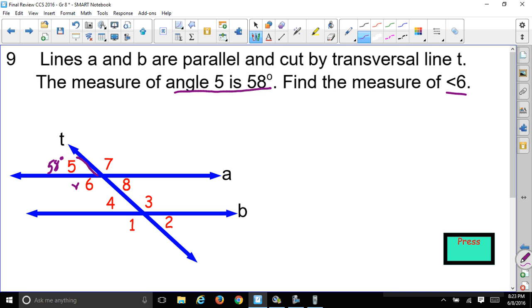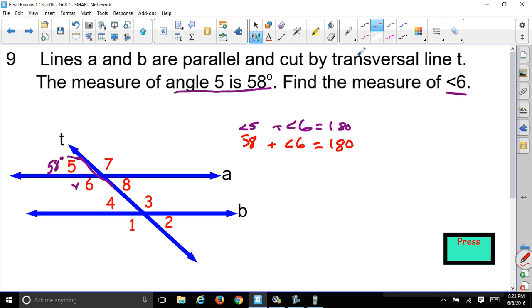I do notice this is a straight angle here. A straight angle is equal to 180 degrees. So angle 5 and angle 6 are on a straight angle. And that means when we add them up together, they should equal 180 because they're right next to each other. They are supplementary. So if angle 5 is 58 degrees, which they told us at the beginning, and we have to find angle 6, that'll add up to 180 degrees.